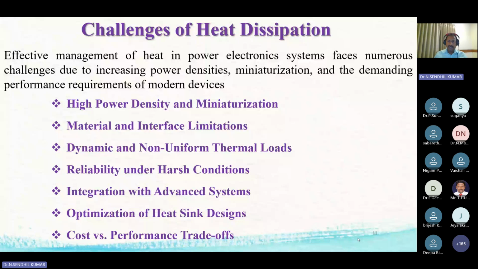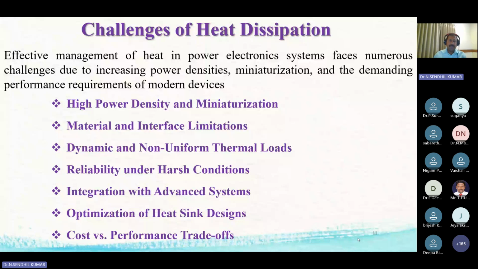High power density and miniaturization, material and interface limitations, dynamic and non-uniform thermal loads, reliability under harsh conditions, integration with advanced systems, optimization of heat sink designs, and cost and performance trade-offs. These are the seven challenging tasks for heat dissipation. Let us see them one by one.